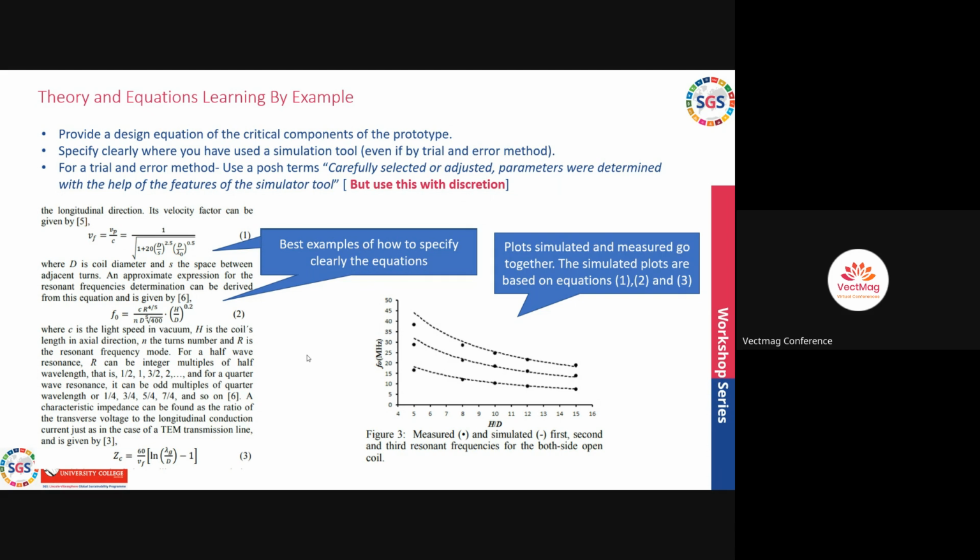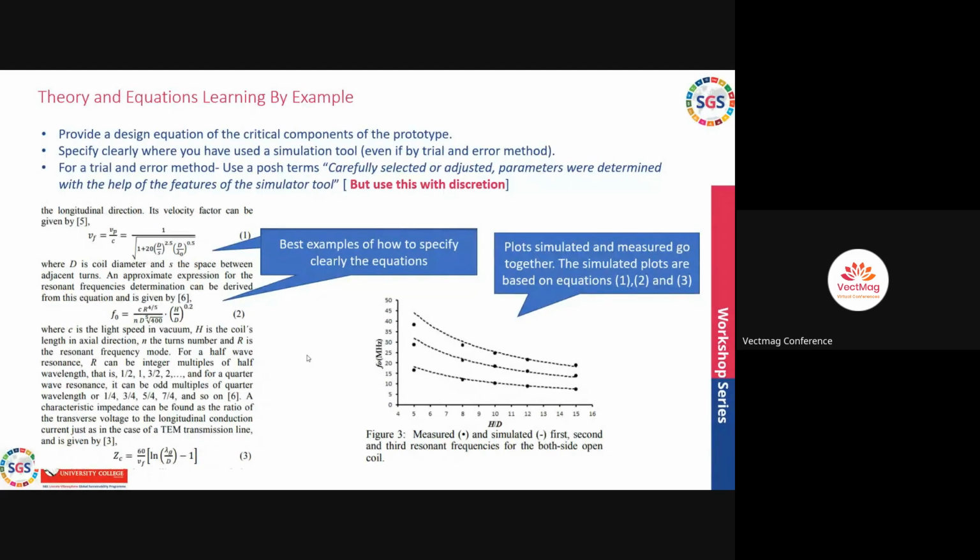So provide a design equation of the critical component of the prototype. Then you also have to specify very clearly where you have used this particular equation to calculate what, and how you have used it in a simulation tool. Even if it is by trial and error method, it's fine. Trial and error method is a very valid scientific method. That's not a problem.